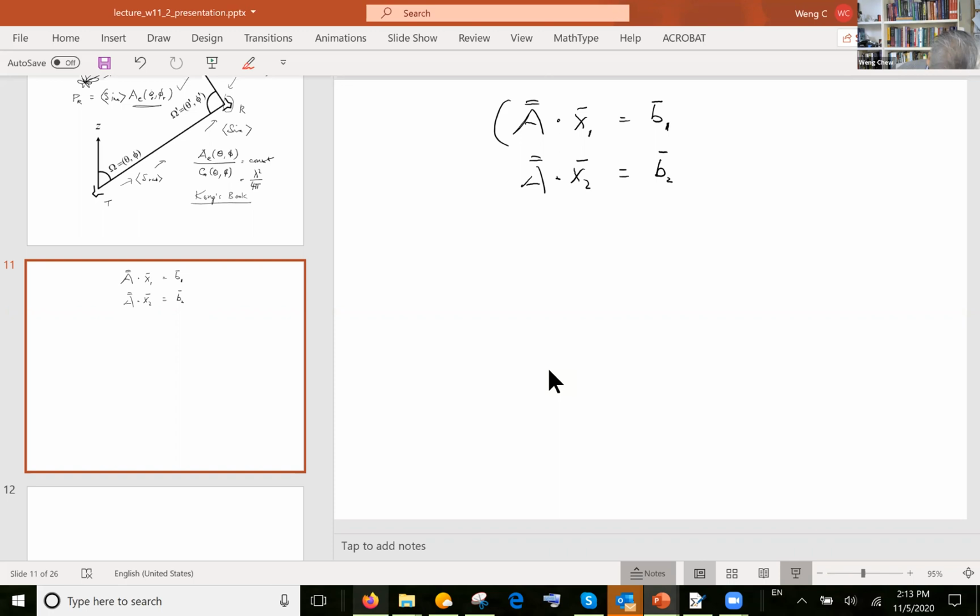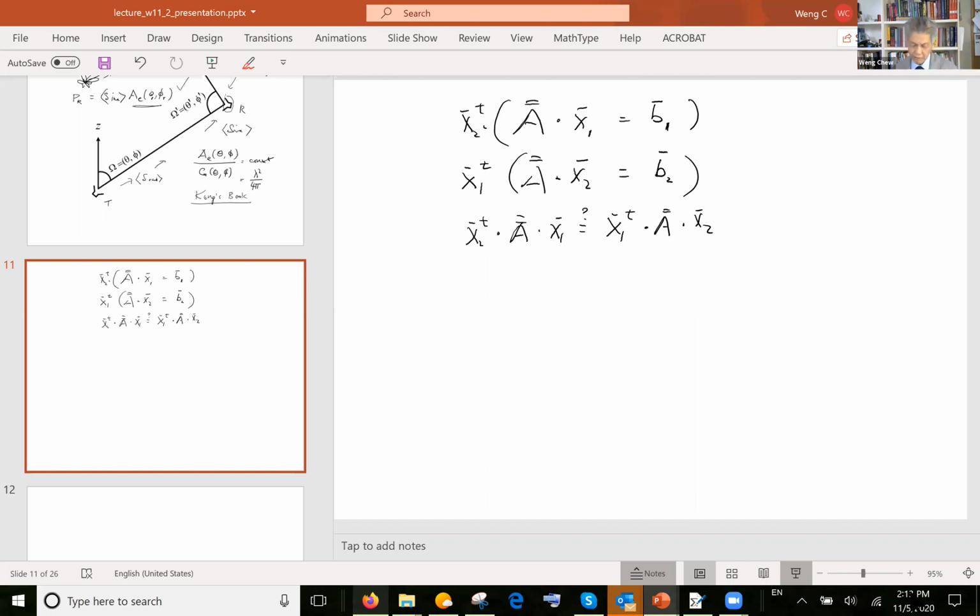But now if I take this equation and multiply by x2 transpose, and take this equation and multiply by x1 transpose, okay? Then essentially, x2 transpose dot A dot x1 is equal to x1 transpose dot A dot x2. Are they equal to each other? When would the left-hand side of these two equations be equal to each other? Anybody want to suggest a relationship that will make the left-hand side of these two equations equal to each other?